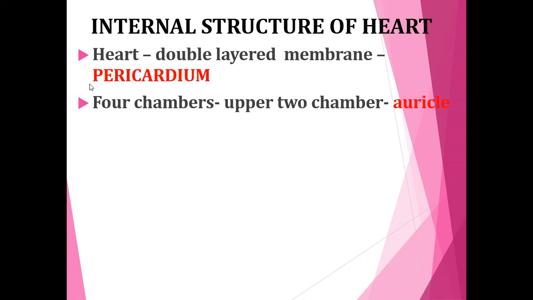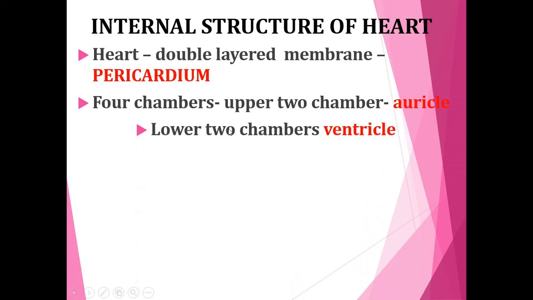The heart is divided into 4 chambers. The upper 2 chambers are called auricles and the lower 2 chambers are called ventricles.